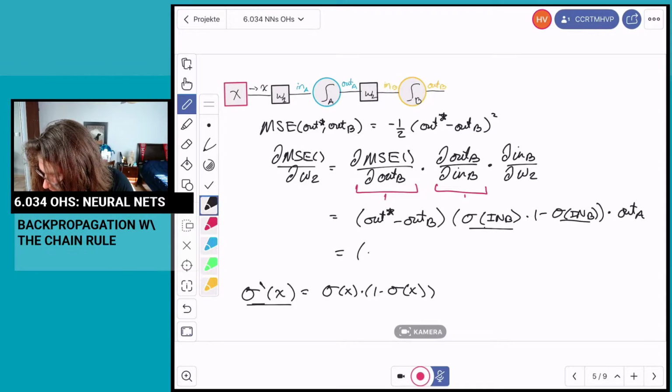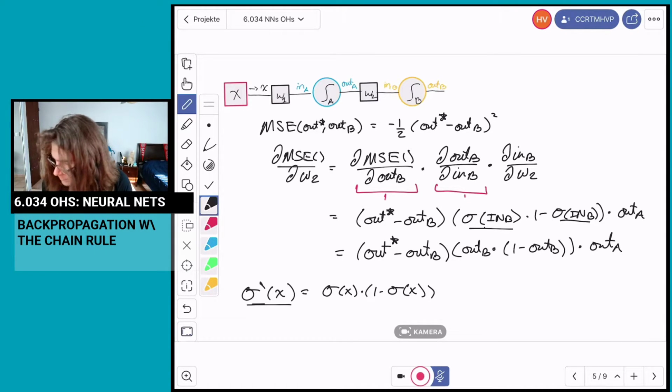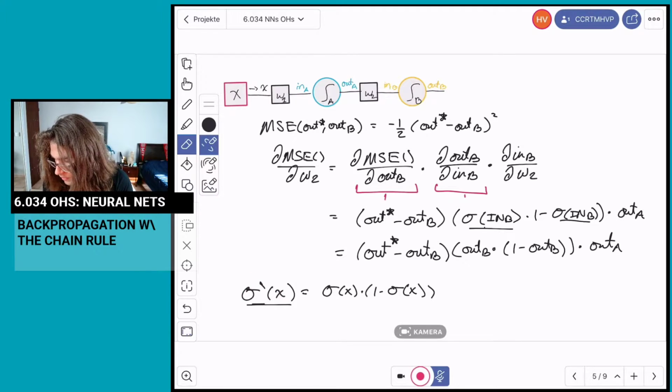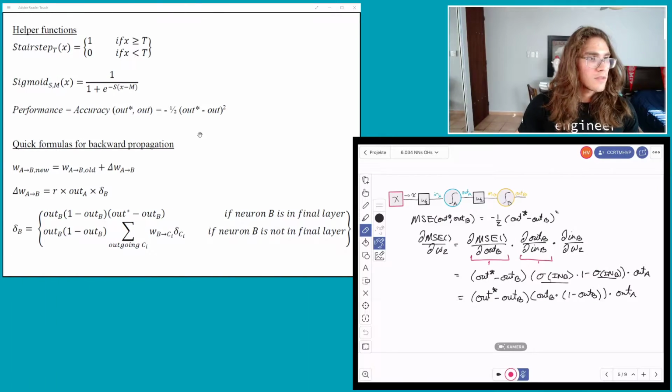So finally, this ends up being out star minus out B times 1 minus out B, and then finally out A. Let me erase this shortly. And now let's go and look at the equations. I dropped something earlier. Oops. Let's go look at the equations that are presented in Recitation.